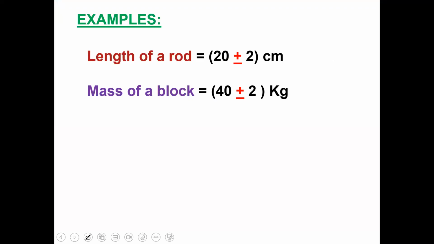Look at this famous type of example. These are called marking scheme patterns. Length of a rod is 20 plus minus 2. So it's a provision of 2 plus and provision of 2 minus. Mass of a block, 2 plus, 2 minus. You have to copy these examples.